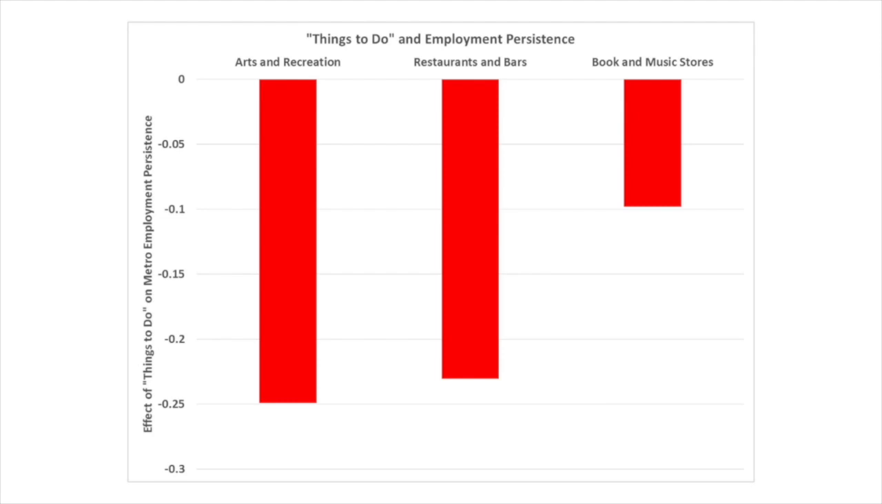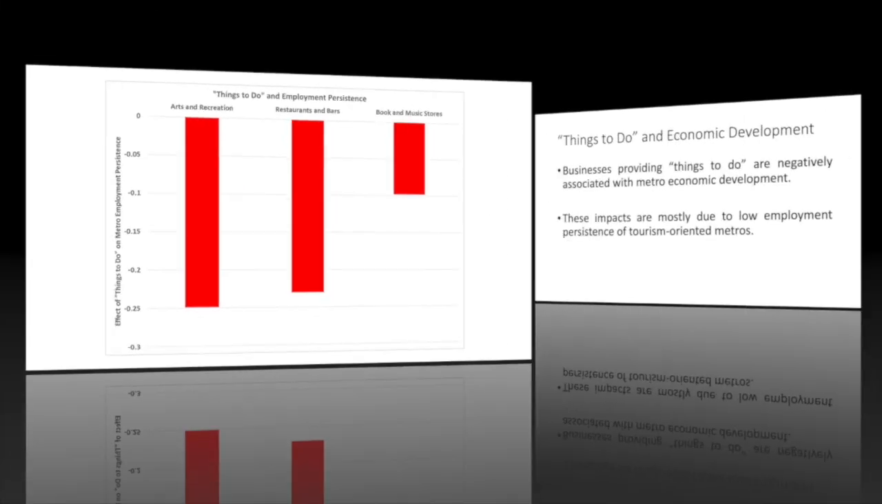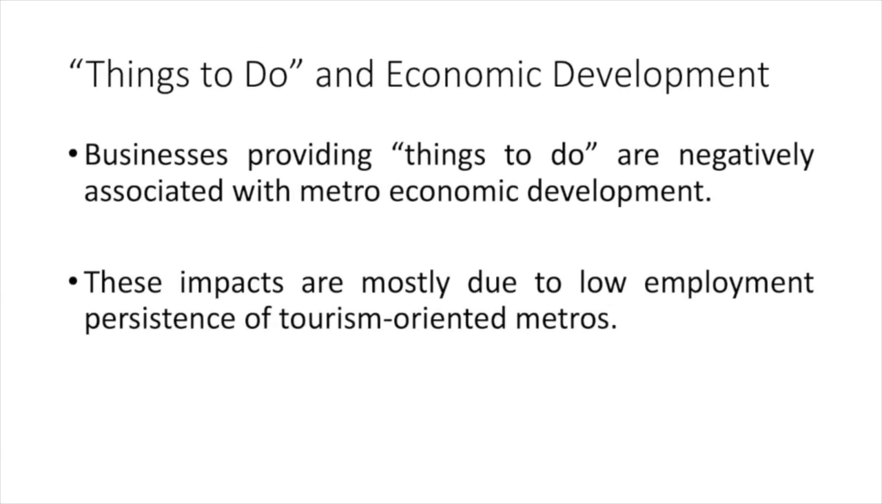Now, the height of the bars represents the size of the impact on employment persistence in terms of standard deviations when we increase the percentage of a region's businesses in the category by one standard deviation. And for all three types of businesses that provide something to do, we find negative and statistically significant effects on the employment persistence of U.S. metropolitan areas. With all that in mind, we can summarize the relationship between the economic development of U.S. regions and businesses that provide something to do.